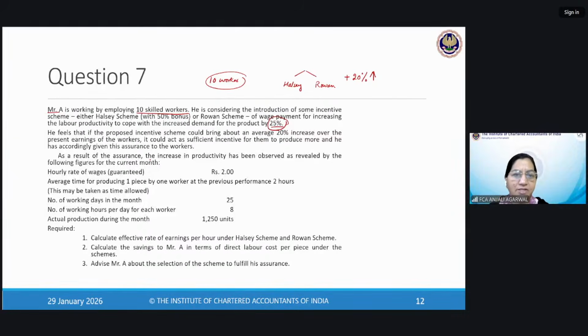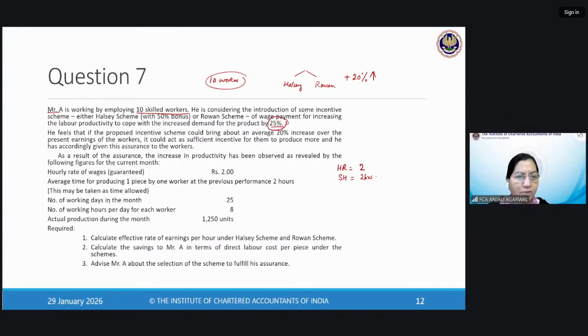As a result of the assurance, there was increase in productivity, and these are the figures revealed by the current month. Important information from here is hourly rate 2, average time to produce one piece by one worker at the previous performance 2 hours. Standard hours to do one piece 2 hours.